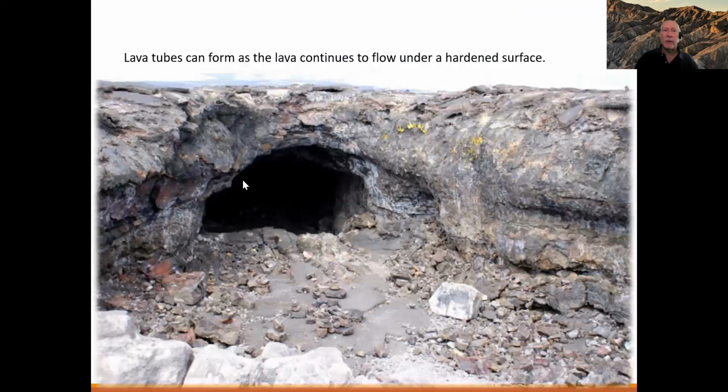Sometimes the lava will continue to flow underground, even though the surface hardens, and then it will pour out and empty. And so you get a cave that we call a lava tube. Some of these you can go into outside the national park, and inside the national park, they have one that you can go into. So this one was on, sorry, I can't remember the name of the town, on the west side of Hawaii, just on the side of the road. My daughter and I hiked into that.